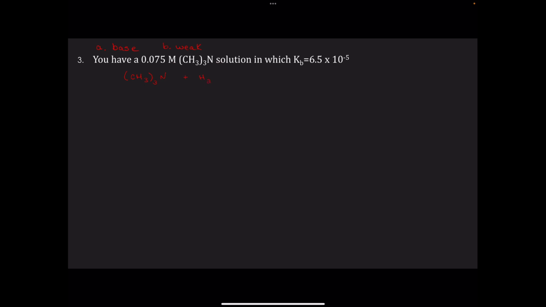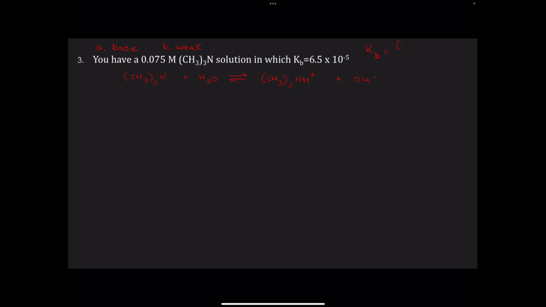So I'm going to take my base and add it to water. Again, we're using the double arrows since it is weak. As a base, we're going to take a hydrogen from the water. So this becomes (CH3)3NH+ and hydroxide. We've got an equilibrium, so again, we can represent that with a K. Because this is a base, that K is a Kb.